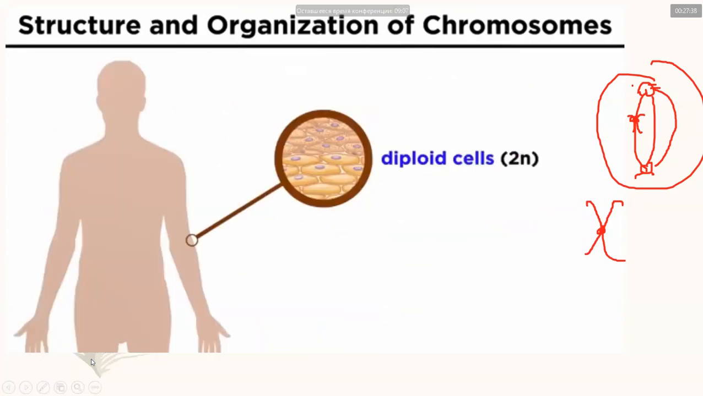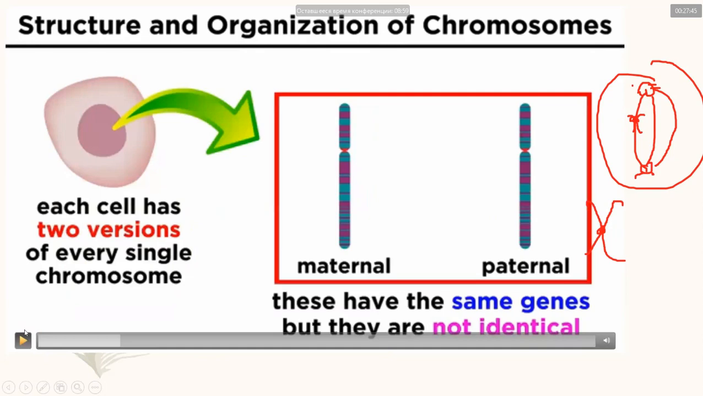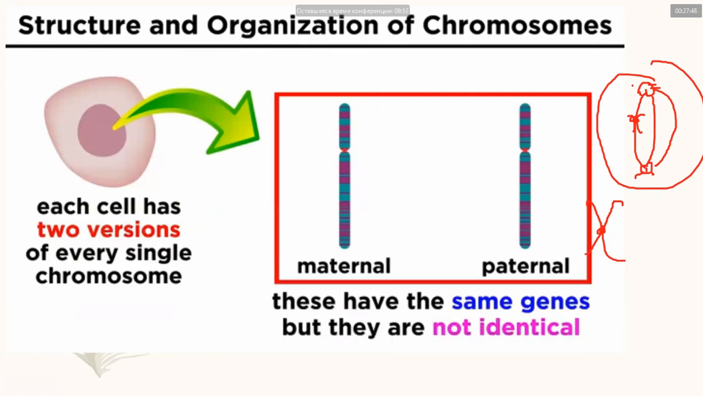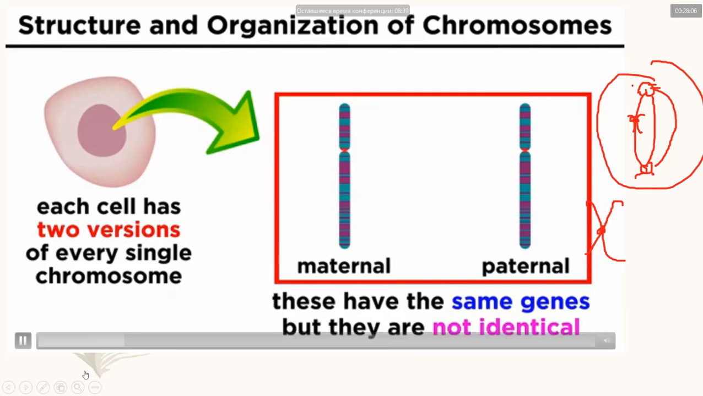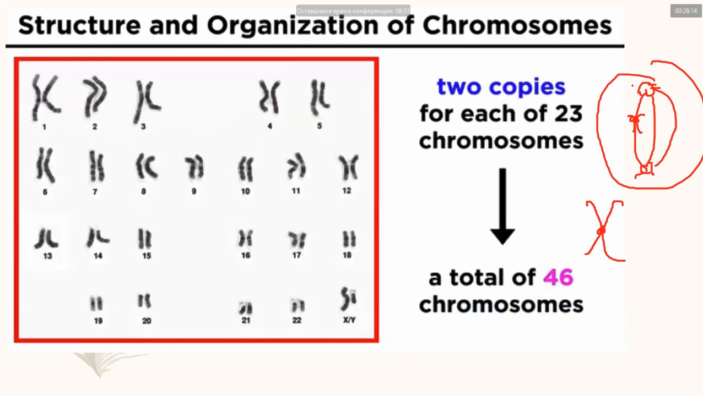In a human diploid cell, which is every cell in your body except for reproductive cells, there are two versions of every chromosome, 2N, because one is maternal from the mother and one is paternal from the father, which makes a maternal chromosome and a paternal chromosome. So two sets of 23 chromosomes, or 46 in total.